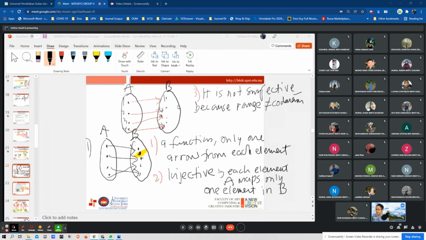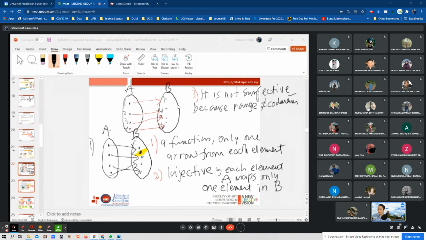Okay. The second, the third one is bijective. Now the third thing we ask is, okay, surjective we already did. It's not surjective. Okay, it's not bijective. The reason is that it's not injective and surjective. Remember, to be bijective, a function must be injective and surjective. Because it is not injective and surjective. So moving on to the next.